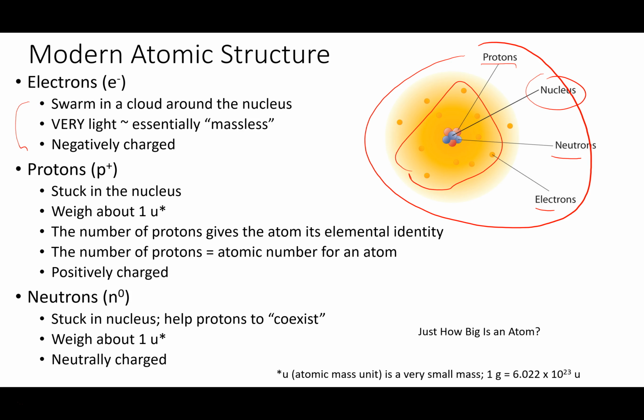Electrons are negatively charged. They're basically massless. Protons are positively charged. They weigh about 1 U. The number of protons is equal to the atomic number. Neutrons also weigh about the same as protons, and they're also in the nucleus, and they're neutrally charged, and they help the protons to coexist. So know generally that.